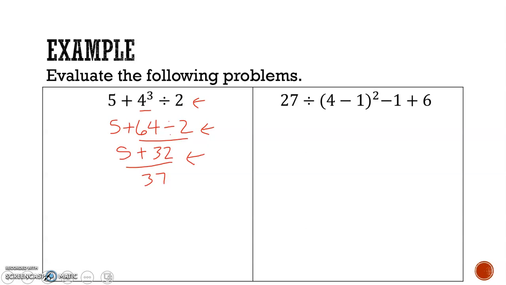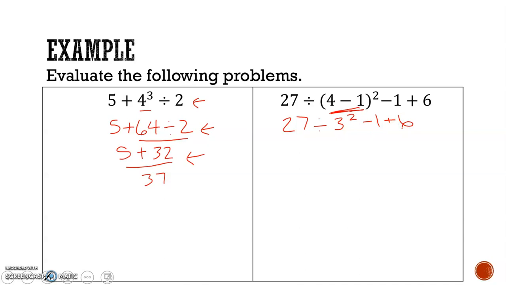Okay, my next problem is 27 divided by 4 minus 1 in parentheses squared minus 1 plus 6. So order of operations, parentheses come first, so I'm going to do 4 minus 1. Everything else comes down. Now, 4 minus 1 was in parentheses, and that was the only thing in there, so I can actually remove them now and just put the number 3. Okay, the squared was still on there, bring down the minus 1, bring down the plus 6.